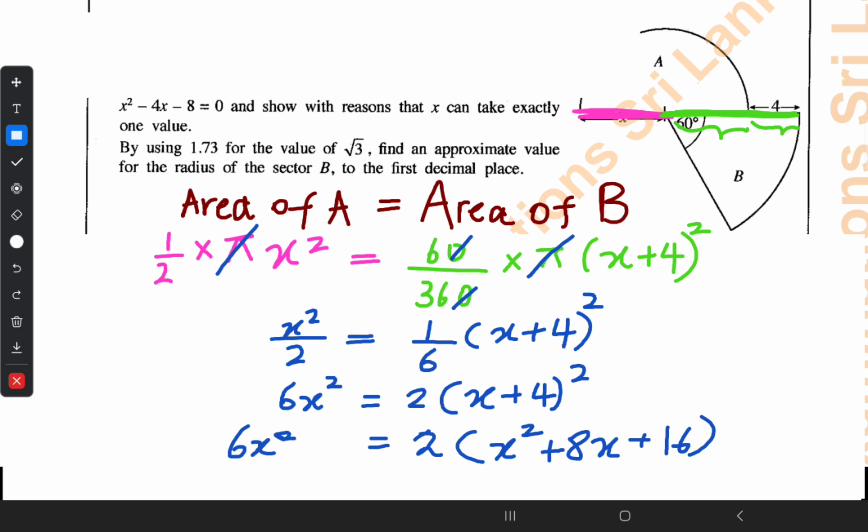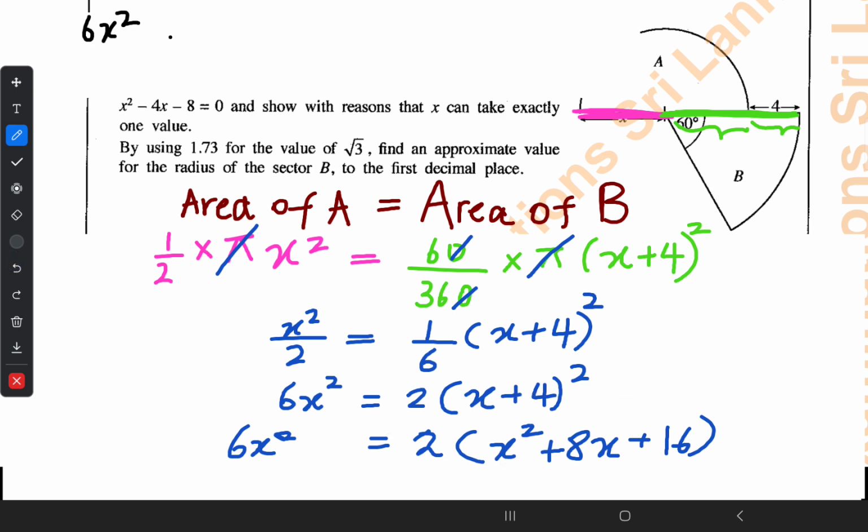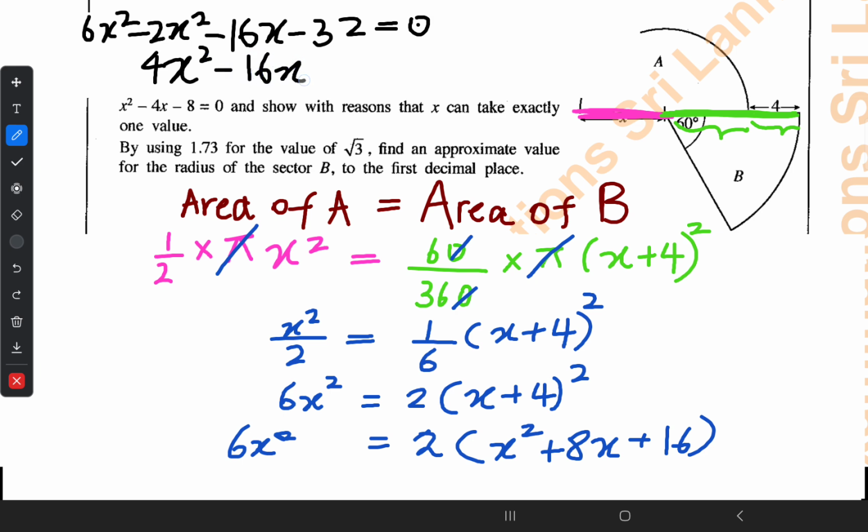Furthermore, we have to bring all the terms to one side. So for that, I'll write 6x squared. I'll bring the expansion of this one from right to left. So 2 times x squared will become negative 2x squared, 2 times 8x, so negative 16x, 2 times 16, negative 32, which equals 0. 6x squared and negative 2x squared together give 4x squared minus 16x minus 32. This is the equation that we got.